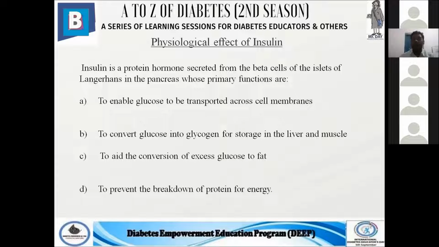Insulin is a protein hormone secreted from the beta cells of the islets of Langerhans in the pancreas, whose primary function is to enable glucose to be transported across the cell membrane. Insulin acts like a key for the lock. Glucose is lying outside the cell, but it will not enter unless insulin enables the cell to receive the glucose so that it can be metabolized. Insulin also acts to convert glucose into glycogen for storage in the liver and muscle, to aid the conversion of excess glucose to fat, and to prevent the breakdown of protein for energy.